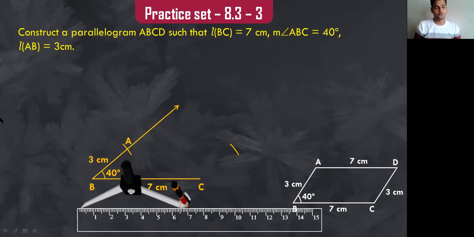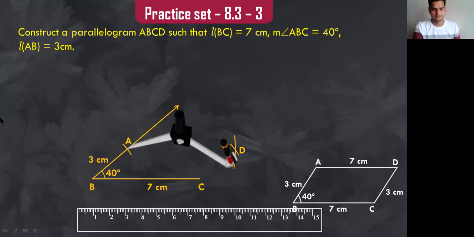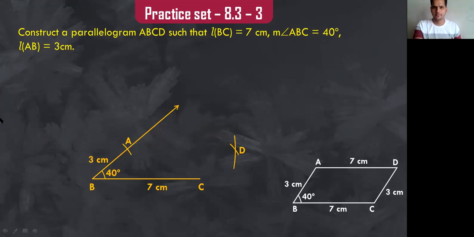Now we will take an arc of 7 centimeters for segment AD. So where should we place the compass? On point A, which you all can see in the geometrical construction. Place it on point A, then draw the arc. Now wherever the arcs intersect, that is your required point. That is point D.